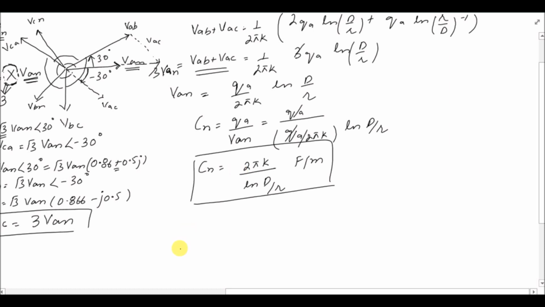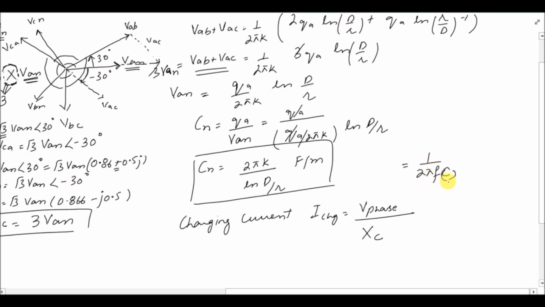Now if you have to find the charging current, that is the current associated with the capacitance, that will be equal to I charging equals V phase, which is VAN or VBN or VCN, divided by XC, and this XC is equal to 1 over 2 pi f C, and this C value is actually CN or CAN. You can use either of these notations. So this was the formula calculation for the equilaterally spaced 3-phase overhead transmission line. Thank you.